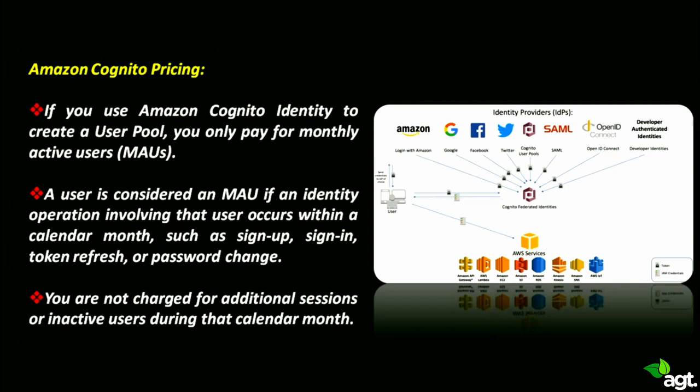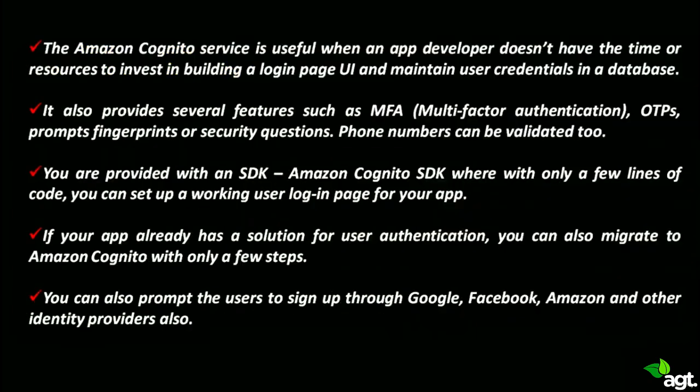So we need to understand the pricing, which we already discussed in lecture 1. The pricing of Amazon AWS Cognito follows the pay as you go concept, just like many other AWS services, and no minimum charges are waived. If you use Amazon Cognito identity to create a user pool, you only pay for monthly active users. A user is considered an MAU if an identity operation involving the user occurs within a calendar month, such as sign up, sign in, token transfers, or password change. You are not charged for additional sessions or inactive users during that calendar month.